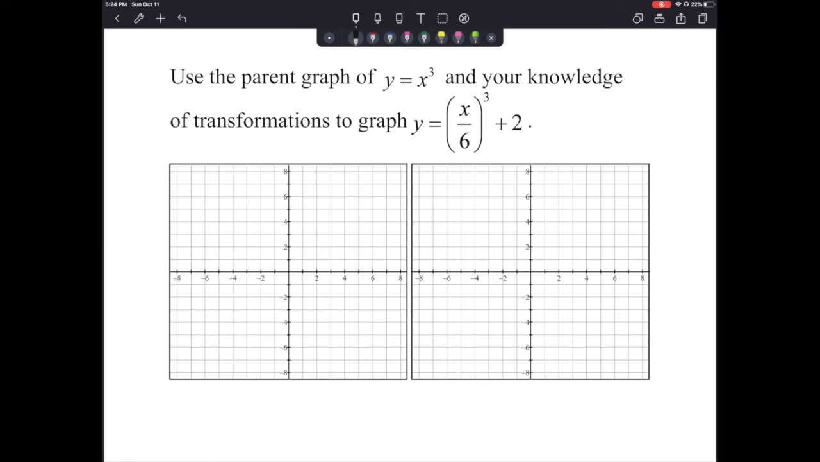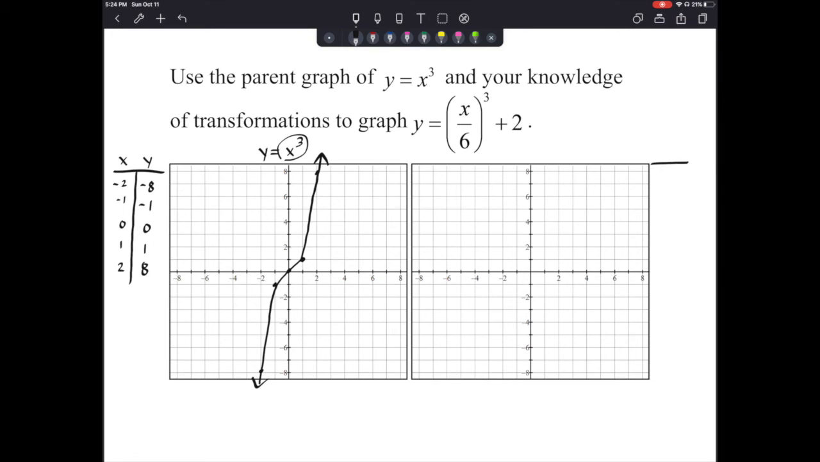So our parent graph, y equals x to the third, we know that this table would be like negative 2, negative 1, 0, 1, and 2. We'll go ahead here and use the x to the third. So when I plug in negative 2 to the third, I get negative 8. Then I get negative 1, 0, 1, and 8. And let's just plot those on here. Negative 2, negative 8, negative 1, negative 1, 0, 0, 1, 1, and 2, 8. So we've got our nice little cubic function.